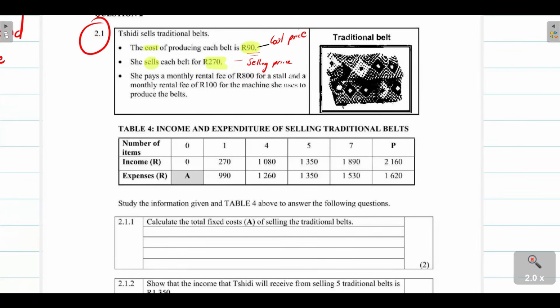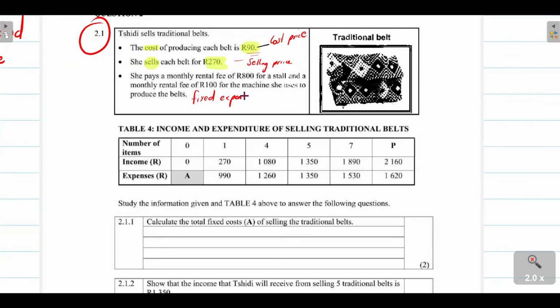That information in bullet number 3, what is it telling us about? Where will this information become handy? The third bullet point. Aren't those her expenses? But what kind of expenses? Isn't it the fixed cost? It's the fixed expenses.